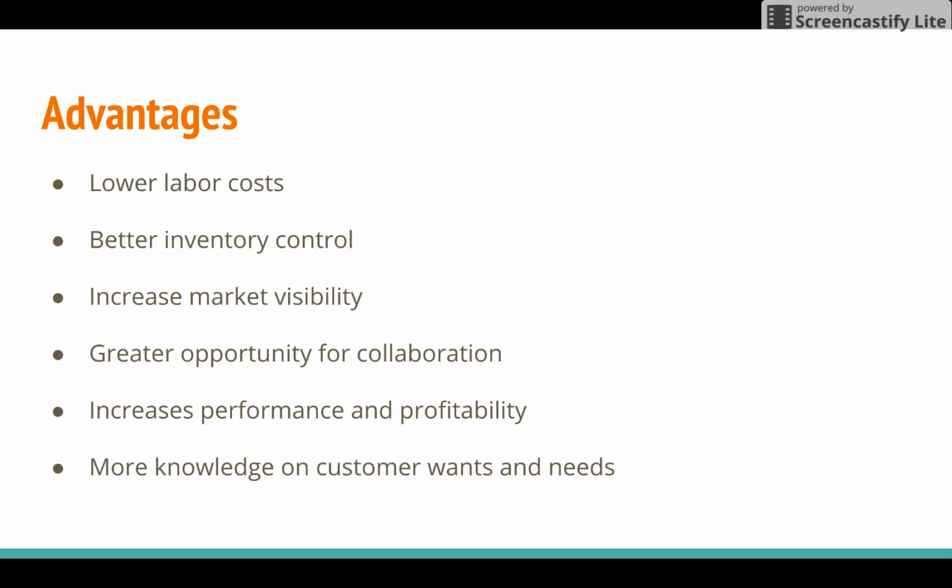Also, there's an increase in performance. Because you have so many people working together and coming together, collaborating, you can more effectively work on your particular process or your particular product that you're producing within the process.